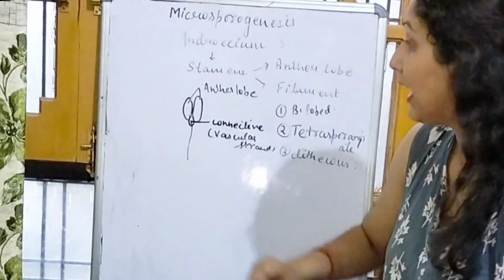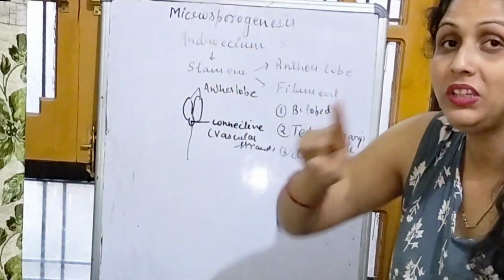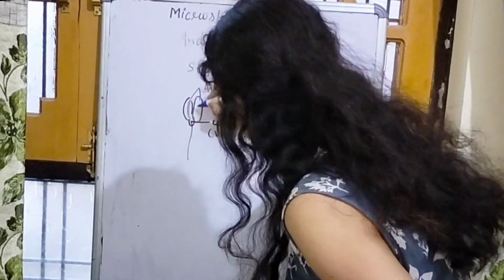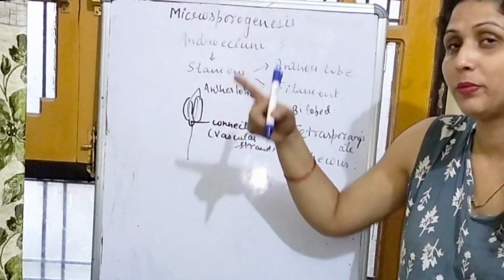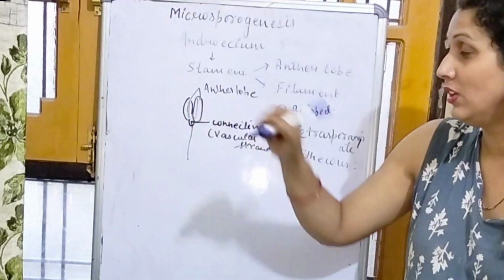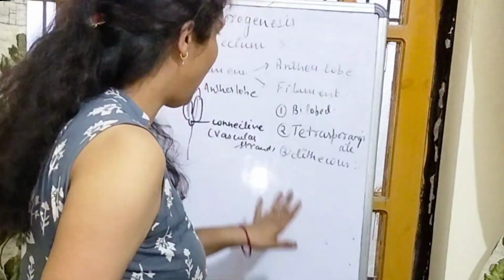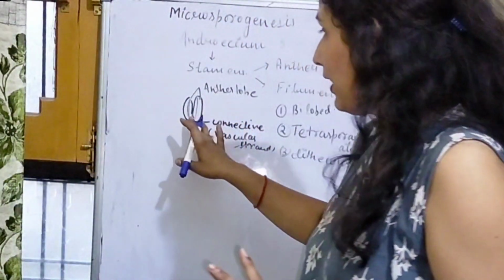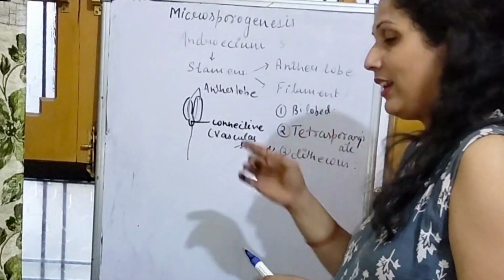Now try to understand what dithecous is. One more thing: within the theca there is a very deep groove going through each lobe. This groove I am talking about, I am very sorry, but I have no color pen. There is one longitudinal groove going through both of the lobes. Now try to understand what dithecous is and how it is tetrasporangiate, and I hope you will understand why it is bilobed, because two lobes are present. That's why the anther is bilobed. Now try to understand why it is tetrasporangiate and dithecous.